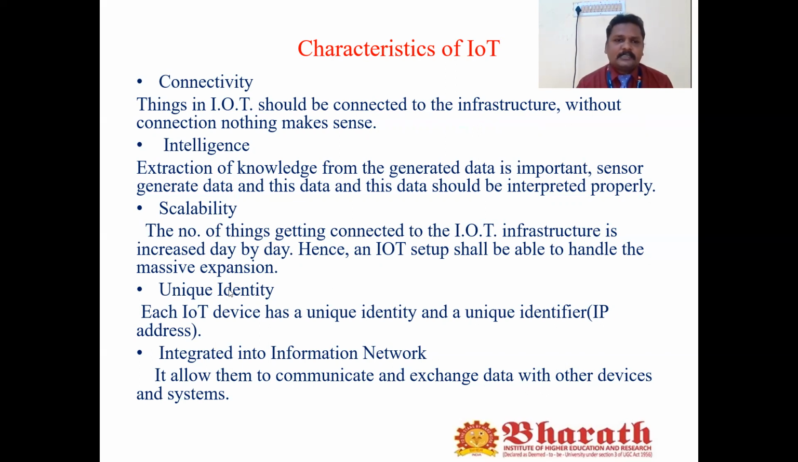Then another characteristic is the unique identity. Identity means each IoT device has a unique identity, which means a unique IP address. Let's say, for example, any device we connect to the internet has an IP address, and it will also be integrated into the information network. And what's the purpose of the IP address? Normally it allows the device to communicate and exchange data with other devices.